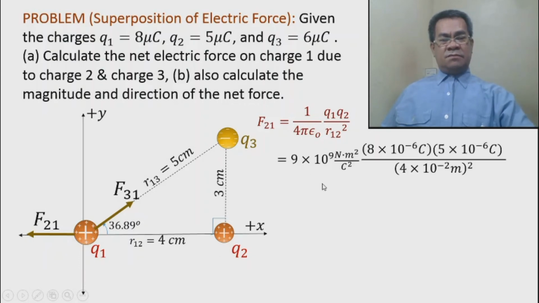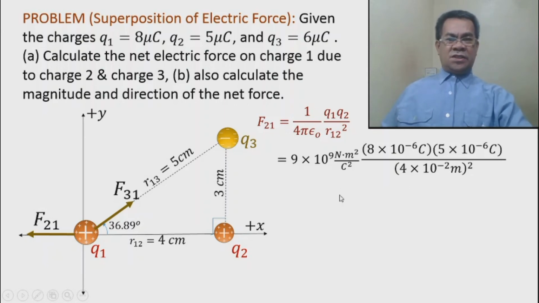So substitute. The 8 microcoulomb was already converted to coulomb. Remember, in our previous problem, to convert micro, you need to multiply by 10 raised to negative 6. For nano, 10 raised to negative 9. So we multiplied by the conversion factor to convert micro to coulomb. Therefore, 5 must be multiplied by 10 raised to negative 6, and the 4 cm will be multiplied by 10 raised to negative 2 for the conversion to meter.